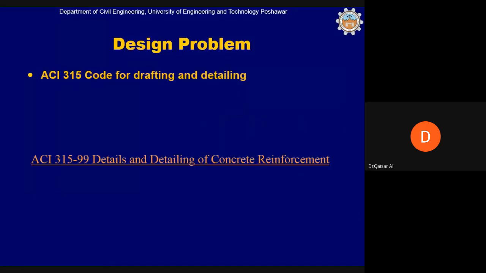Here is the ACI 315 code for drafting and detailing. You can go through their details and you can find out what type of detailing they do. You can search and go through this detailing manual yourself.